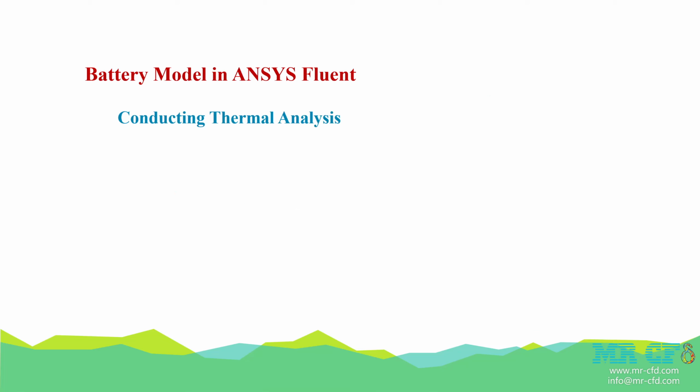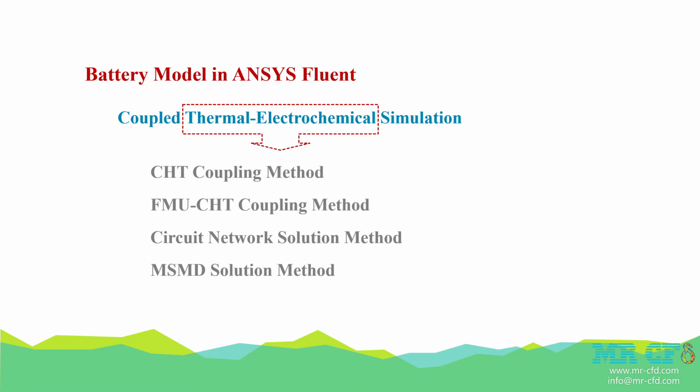The battery model in ANSYS Fluent mainly focuses on conducting thermal analysis of batteries. In simple words, significant heat is generated during normal battery operation. So, considering that the battery operates based on electrochemical reactions, a coupled thermal-electrochemical simulation is used to compute the heat generation rate. In other words, the thermal and electrochemical behaviors of a battery are coupled. So, depending on how the thermal and electrochemical behaviors are coupled, 4 different solution methods are available in Fluent software.